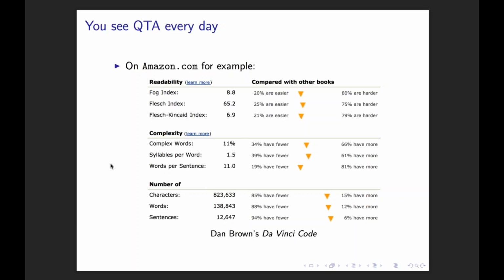Another dimension that we could think about this book, comparing it to other books, would be its complexity. So often complexity is determined based on the number of syllables in the word, as well as the number of words per sentence. So in this case, we find that 66% of other books out there tend to use more complex words using one particular measure, all the way up to 81% if we look at the number of words per sentence. And again, we could also just sort of characterize or describe the Da Vinci Code based on the number of characters that are used, based on the number of words that are contained in the book, or based on the number of sentences.